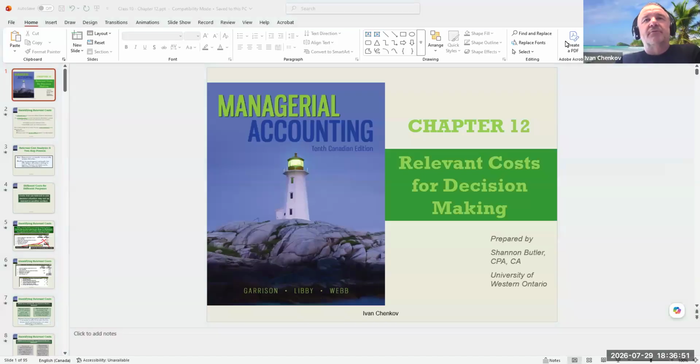Chapter 12, Introduction to Managerial Accounting: Relevant Costs for Decision Making. Today we're going to start making decisions. Not that you haven't made so many decisions by this time of the day, but now we're going to look at all the decisions that you're taking during your day, during the week, during the month, during your entire life.